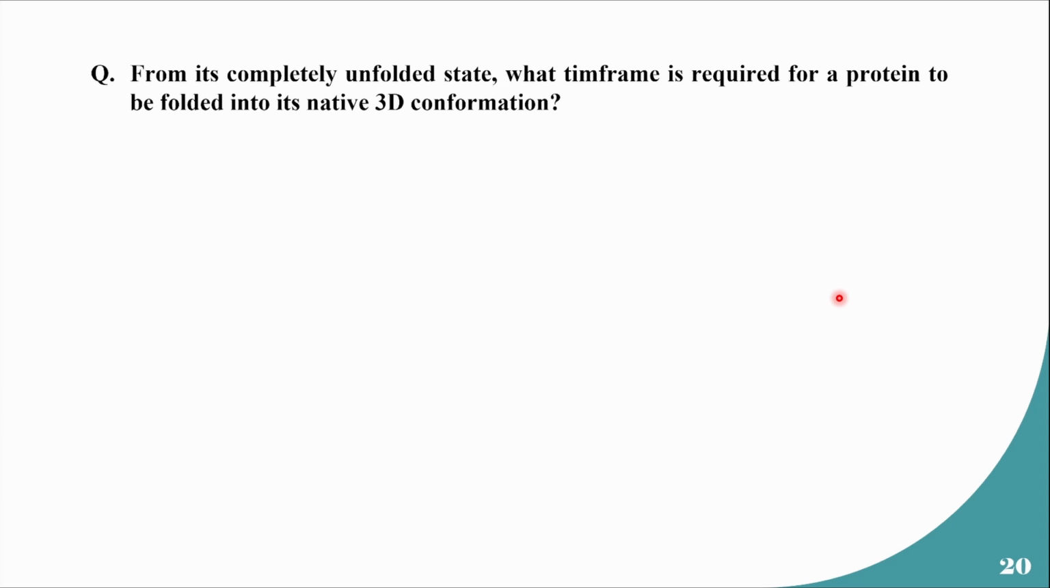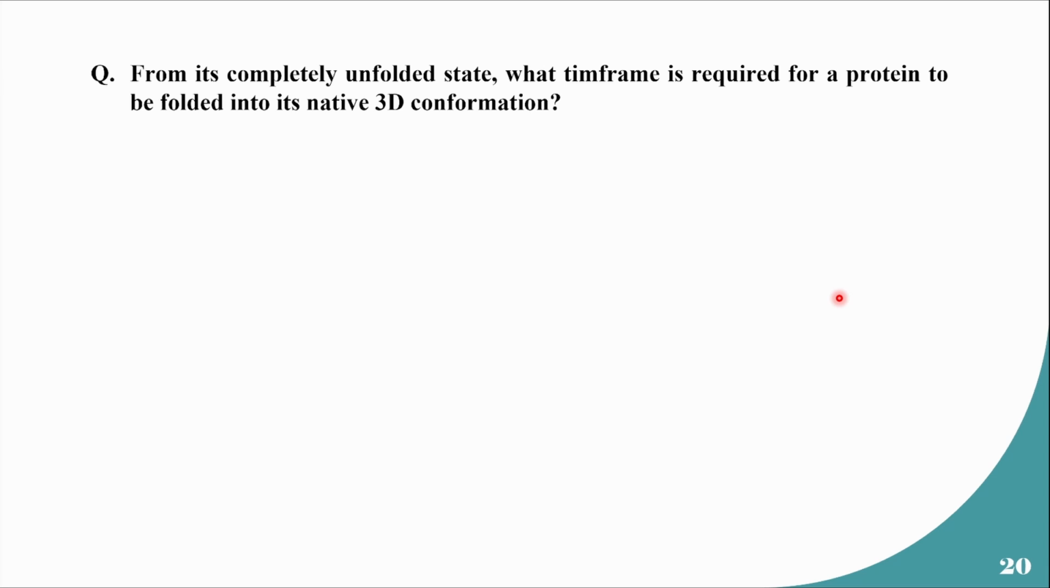Now we are talking about protein folding. So of course, if we want to investigate protein folding through experimental or computational approaches and so on, we need to have an idea about what type of time scale we are talking about, where we expect to see the unfolded to folded state transition, right?